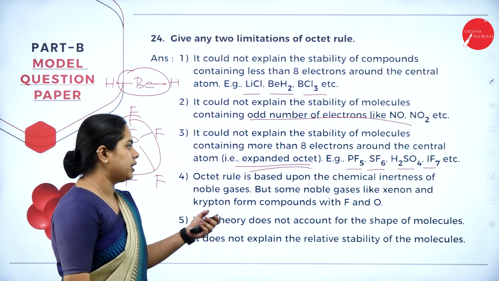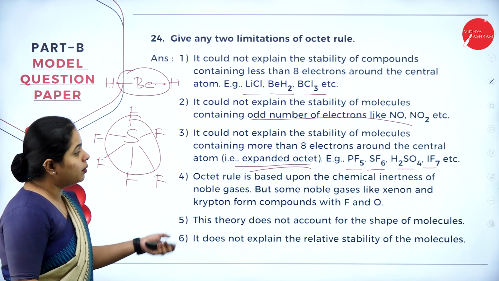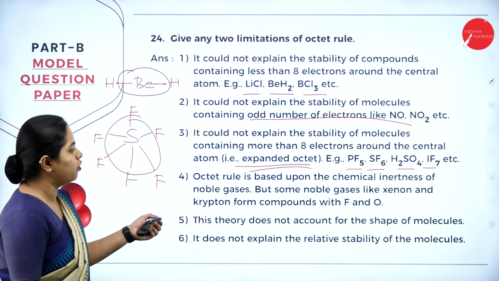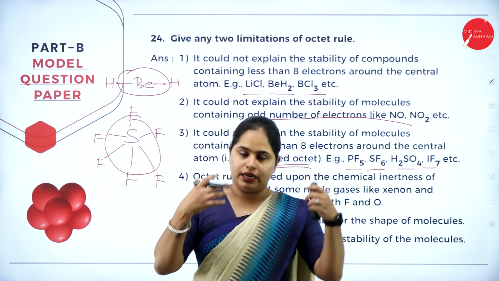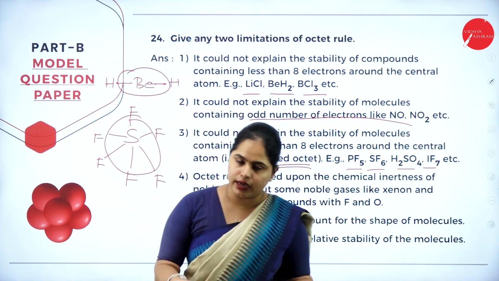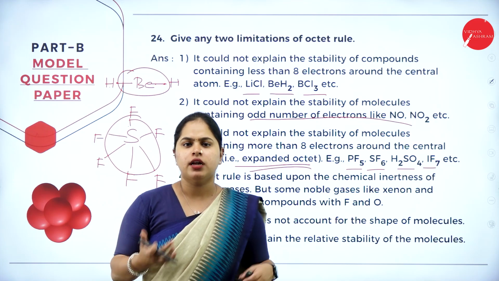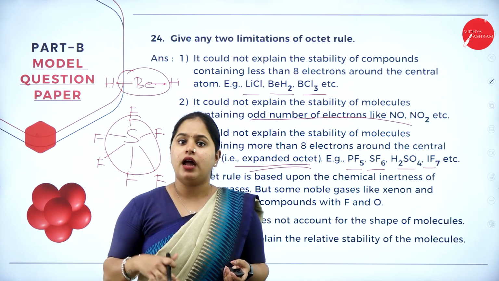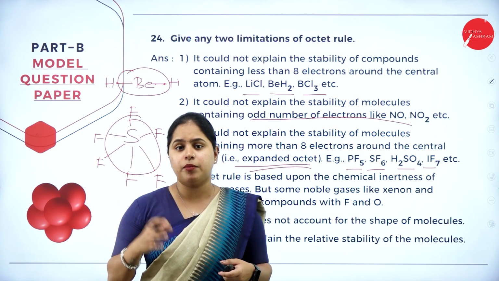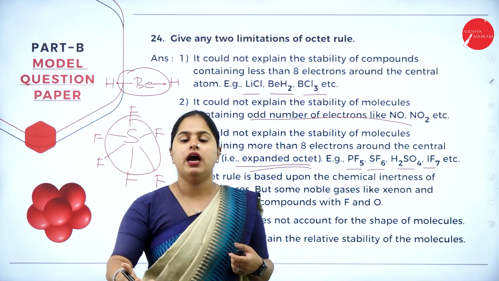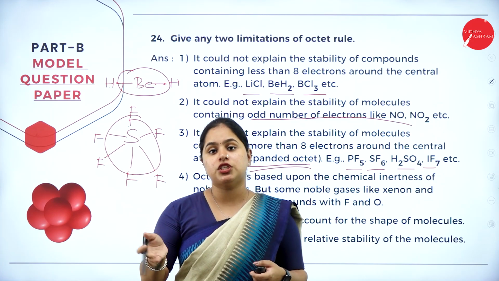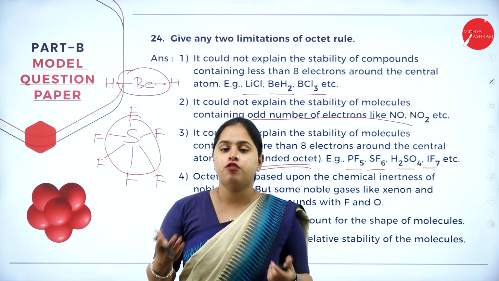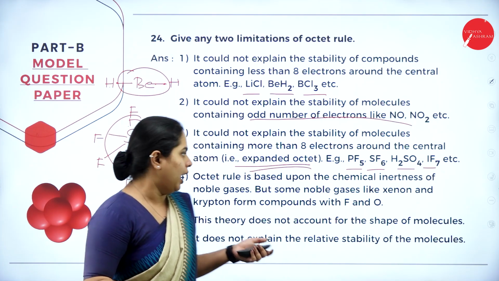The octet rule is based upon the chemical inertness of noble gases, but some noble gases like xenon and krypton form compounds with fluorine and oxygen. As discussed, noble gases already have 8 electrons in their outermost shell. They are supposed to be stable, right? Hence they are not supposed to form any compounds with other elements. But still xenon and krypton, which are part of noble gases, form various compounds with fluorine and oxygen.